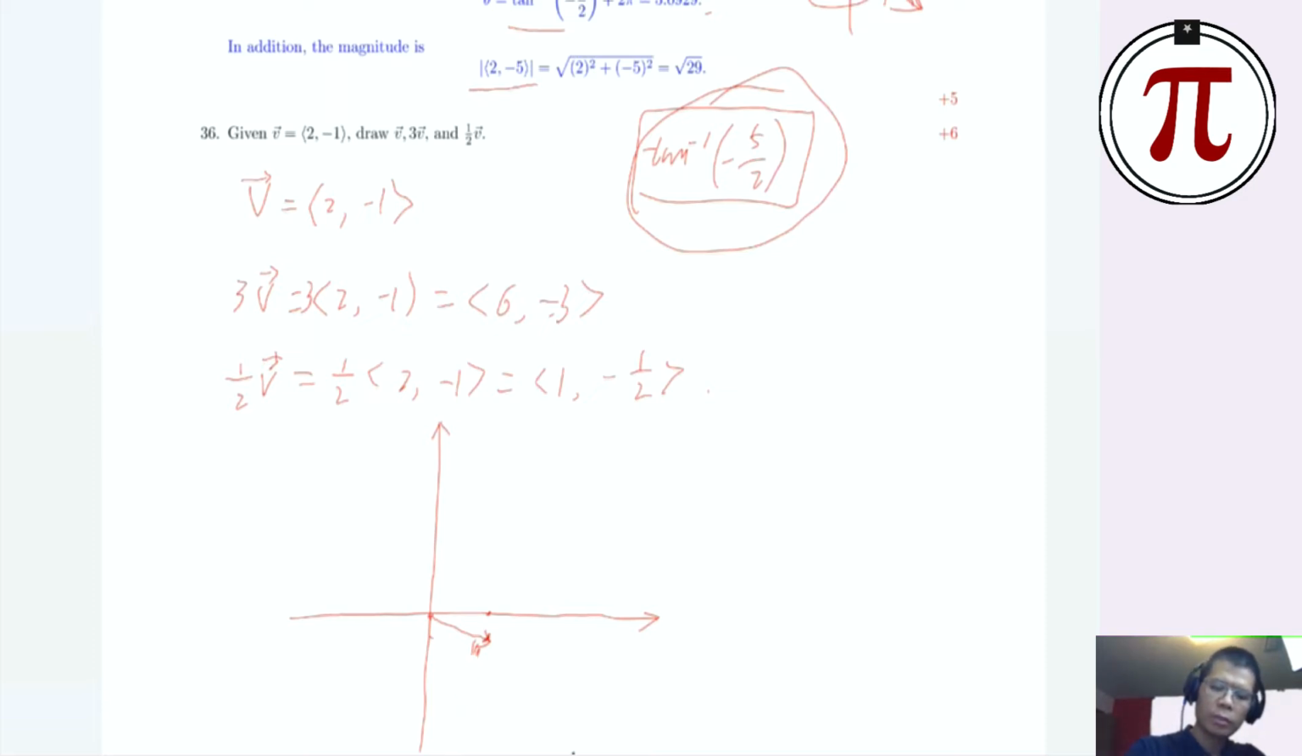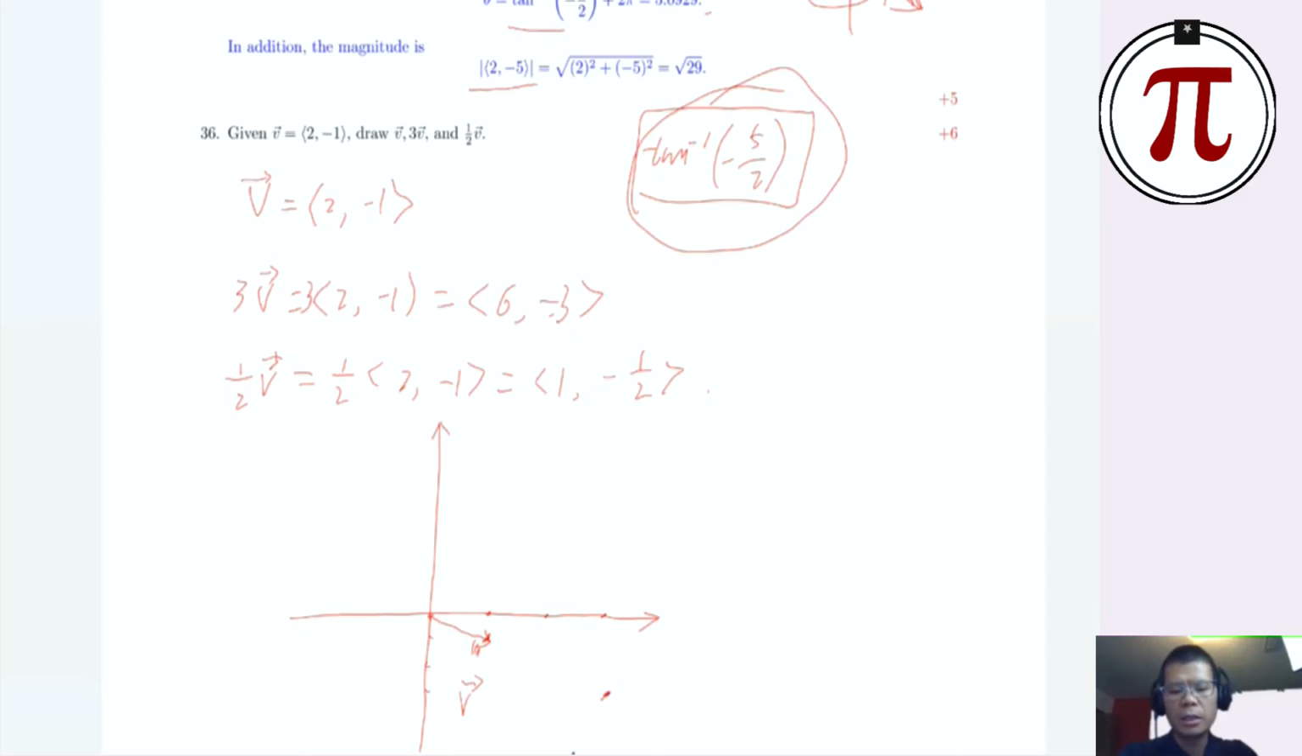Okay, this is V. Then we want to find the vector 3V. So that's 6, negative 3. So 2, 4, 6, right? And 1, 2, 3. So that's going to be somewhere like here.